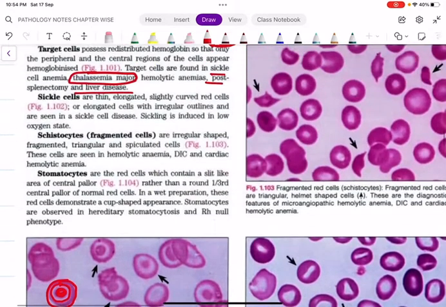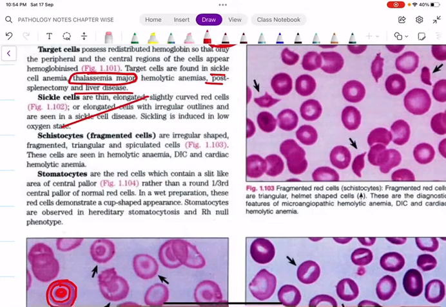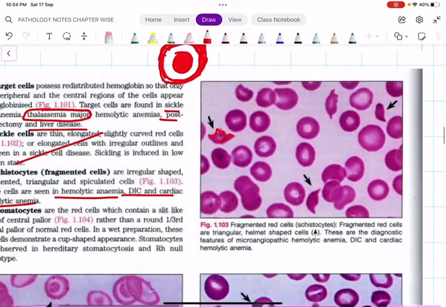Next, we have something called sickle cells. Already you know it is seen in sickle cell disease. We have something called schistocytes, also called fragmented RBCs. They are irregular shaped fragmented RBCs. They are seen in hemolytic anemia. Most commonly, they are seen in case of DIC, that is disseminated intravascular coagulation. Remember, schistocytes means always we think of some sort of hemolytic anemia. You can see here they are fragmented RBCs. It appears as if a piece has been detached from the RBC. That is why it is called fragmented RBC.